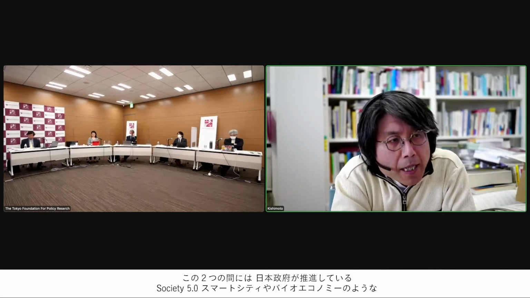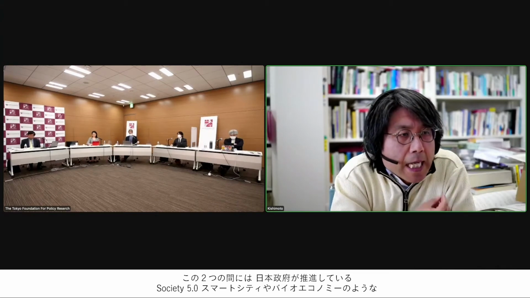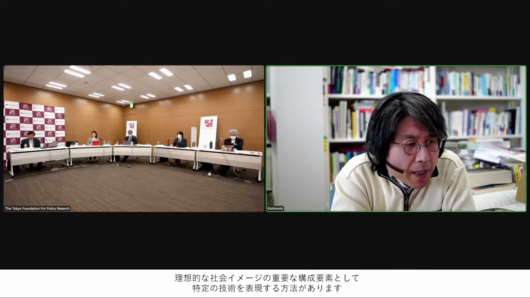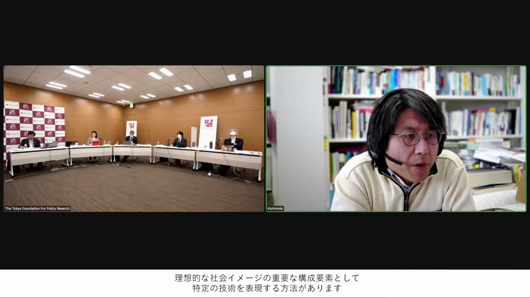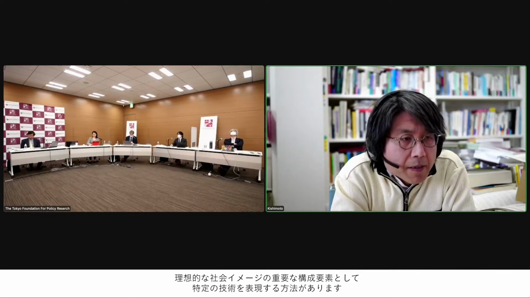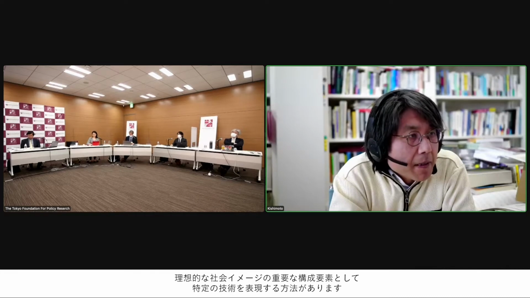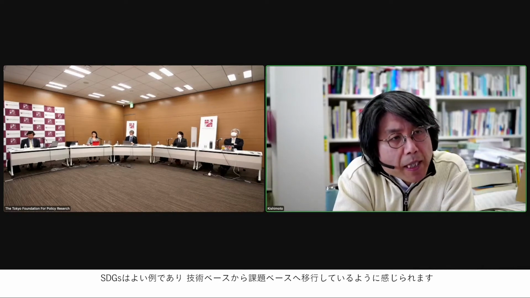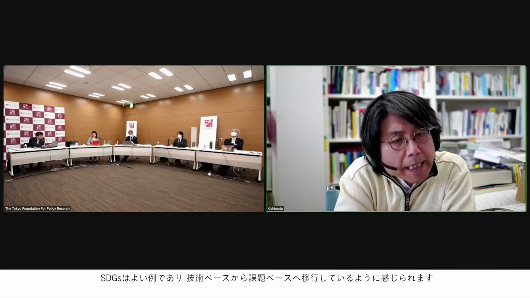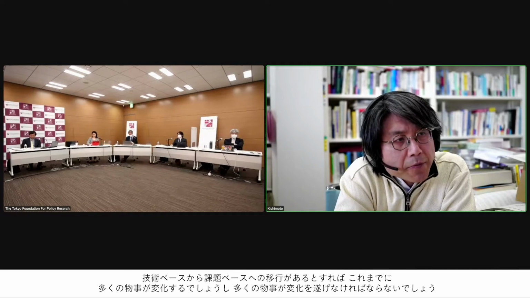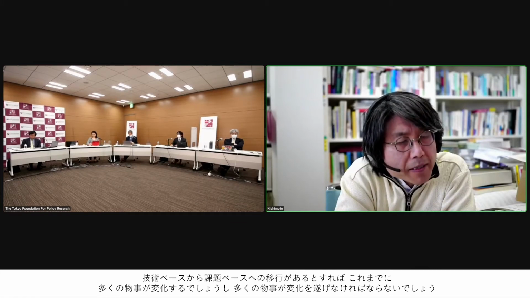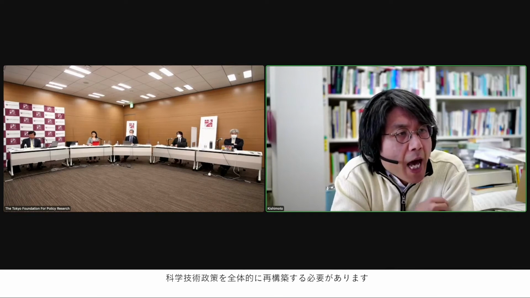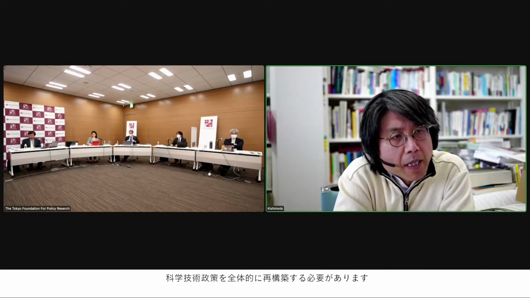In the middle of the two, there are ways to describe specific technologies as important components of the ideal image of society, such as Society 5.0, which the Japanese government is promoting, or smart cities, or bioeconomy. As SDGs are a good example, there seems to be a shift from technology-based to issue-based recently. If there is such a shift, many things will change. Many things have to be changed. So we have to reconstruct science and technology policy comprehensively.